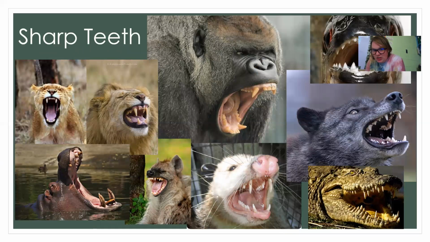Sharp teeth. Look at all these sharp teeth. Lions and hippos, hyenas, there's a gorilla, crocodile, piranha up in the corner. So sharp teeth are one of the most visible adaptations of many animals, so the ones that we can see. The sharp teeth are used for tearing their food, chewing their food, and they're usually found on carnivores. So remember, carnivores are the animals that eat meat. And it just helps them to chew their prey more easily.